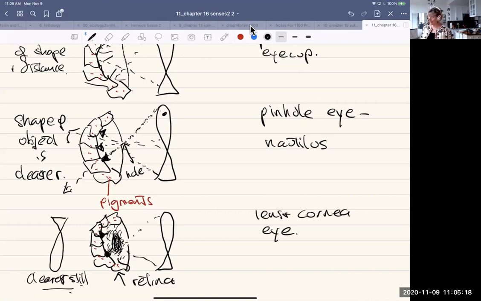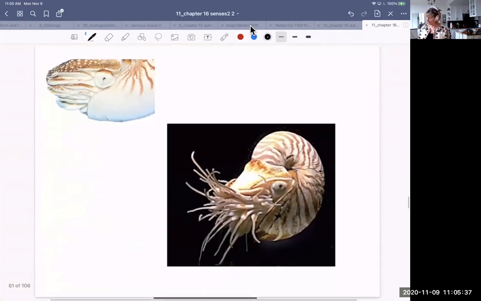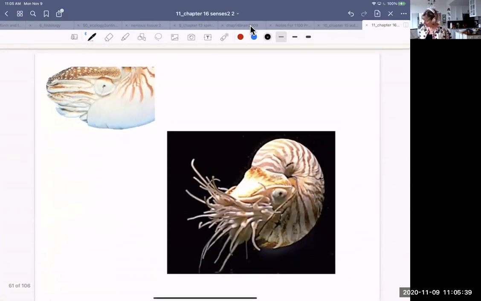Very interesting progression from simple to complex, from making objects less clear but maybe being able to tell where they are by shadow, to resolving the detail on an object to tell exactly what it is and give it shape. So here's the nautilus. It's got a little pinhole eye there.